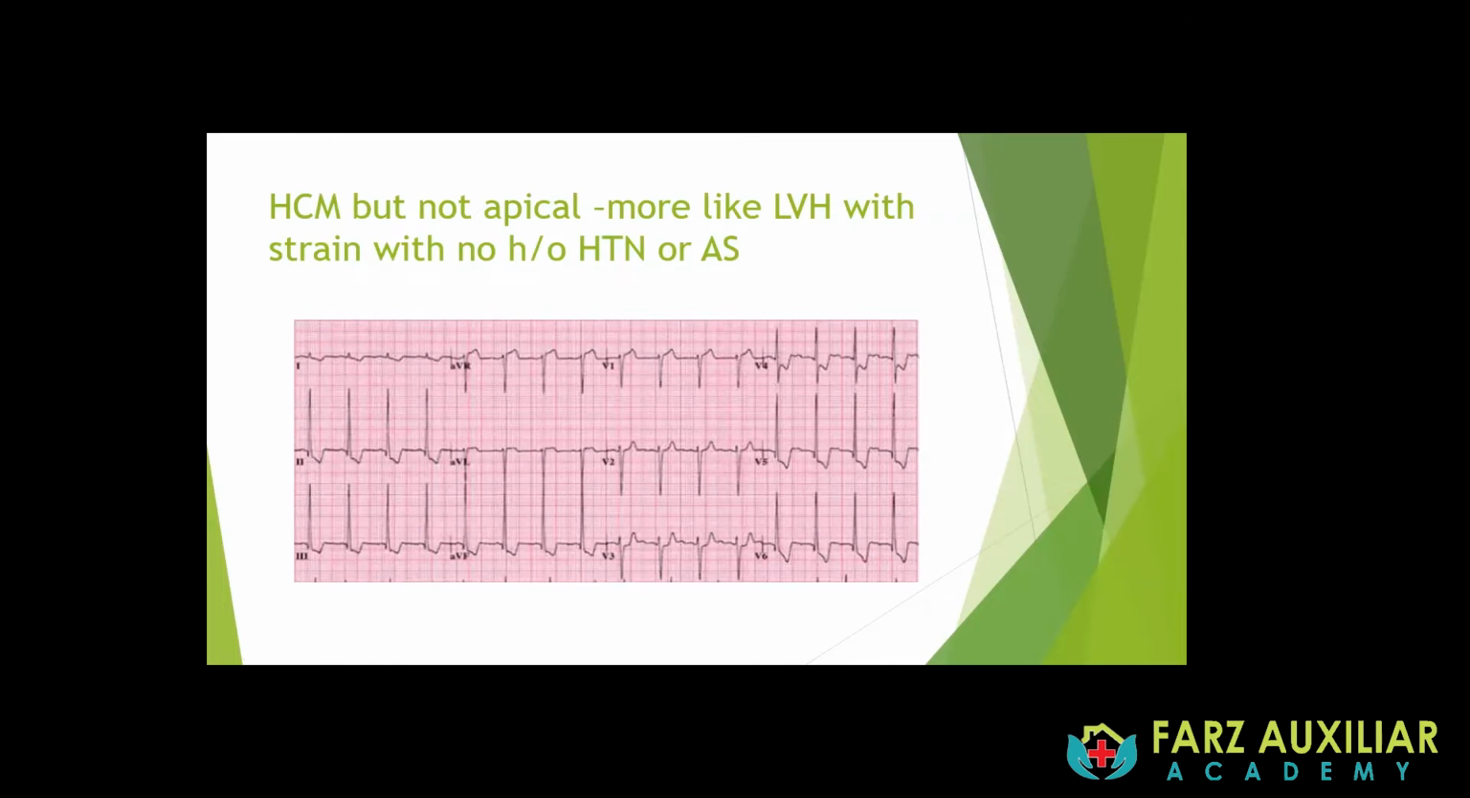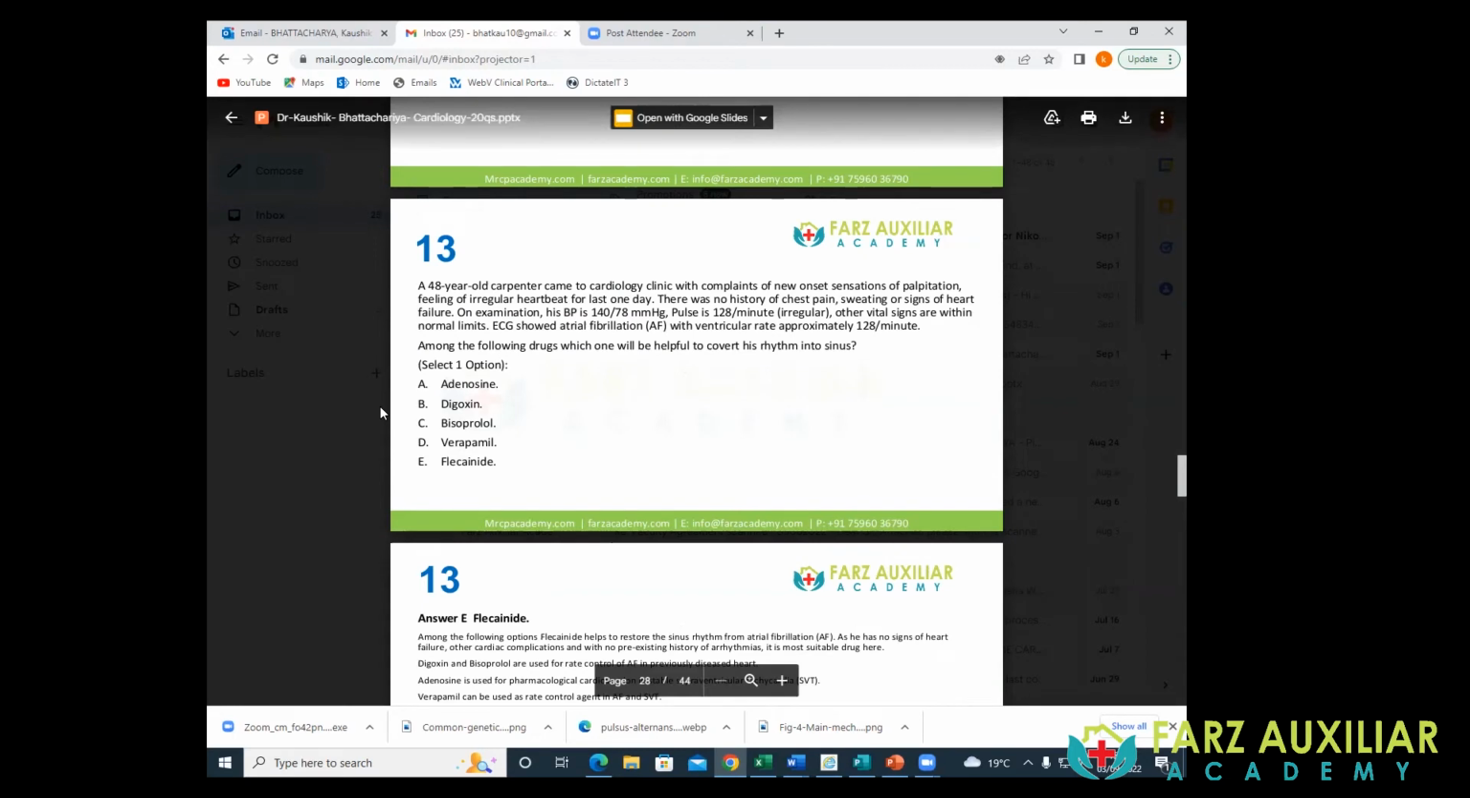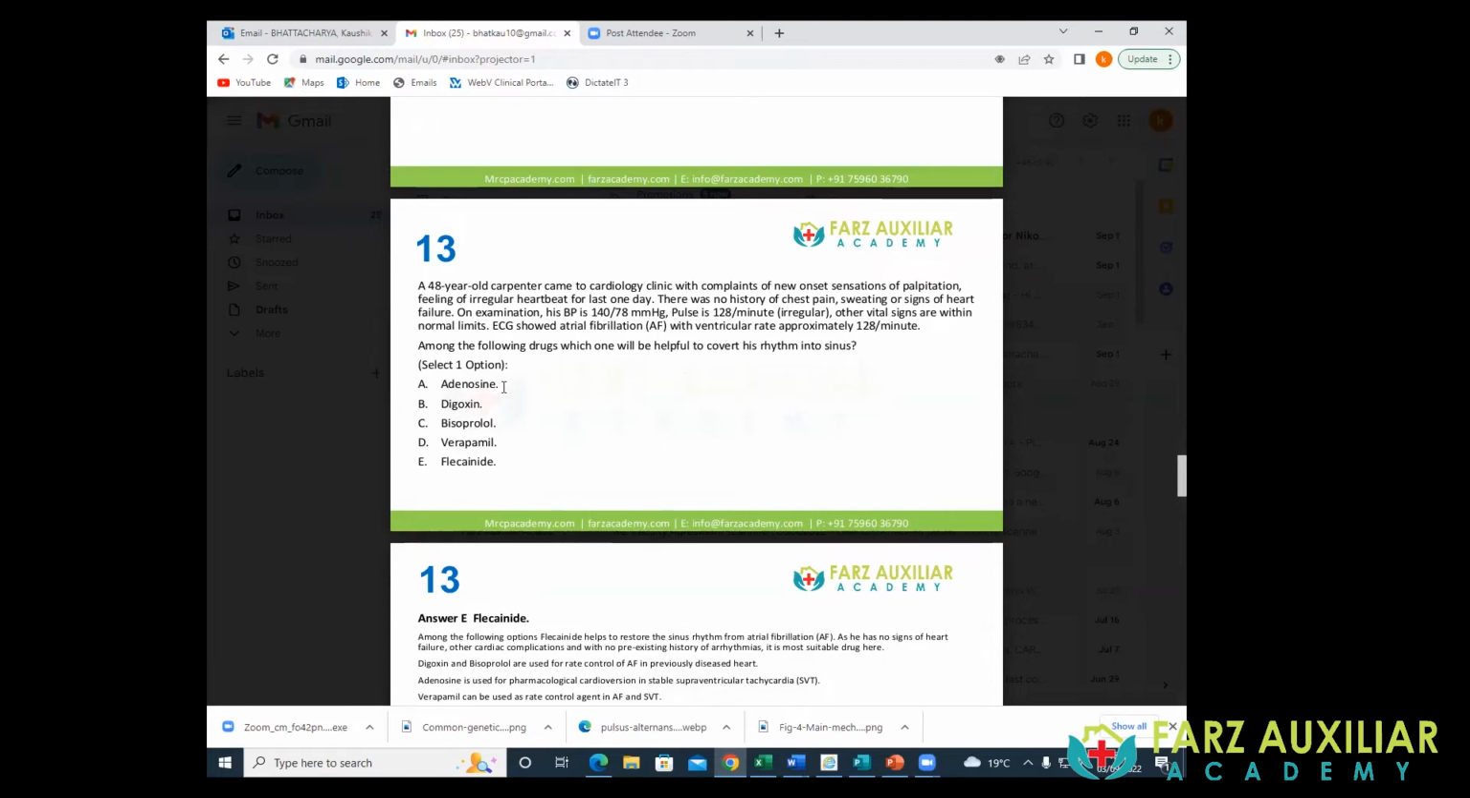So both are hypertrophic cardiomyopathy, but here you see it's septally. The important topic: adenosine, no, you don't want to give fast adenosine. This is for SVT. Digoxin, no, it doesn't cardiovert. It makes things persistent. So if you give digoxin, the chance of going back to normal rhythm is less.